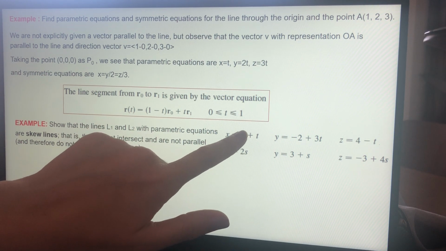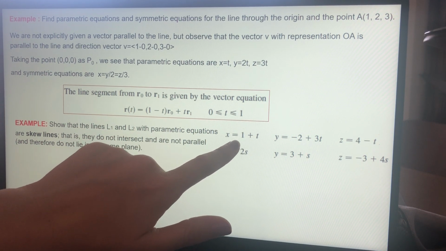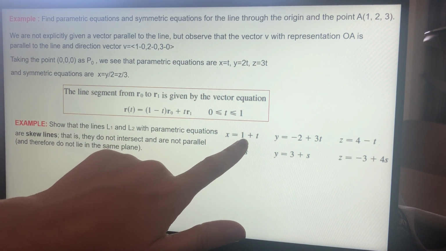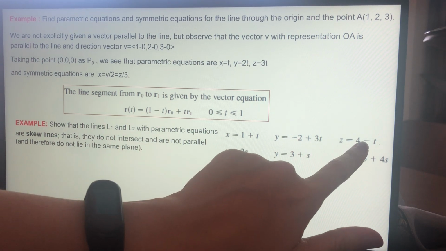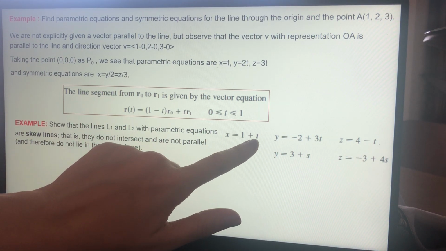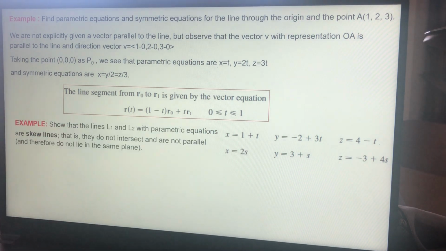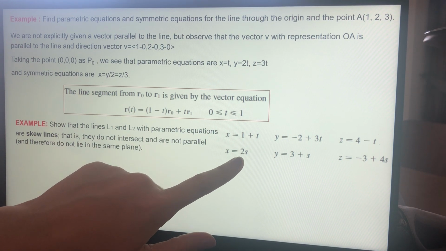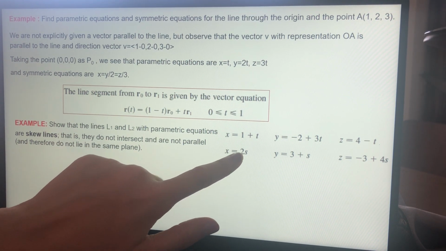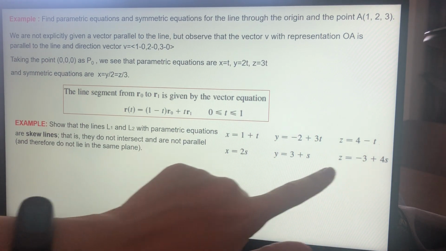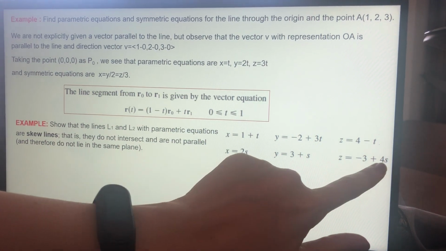This first line is passing through (1, -2, 4), and the direction vector will be (1, 3, -1). So just by looking at the equation of a line, I can say how this line is behaving. And for that one, you can easily say that this line is passing through (0, 3, -3), and the direction is (2, 1, 4), right?